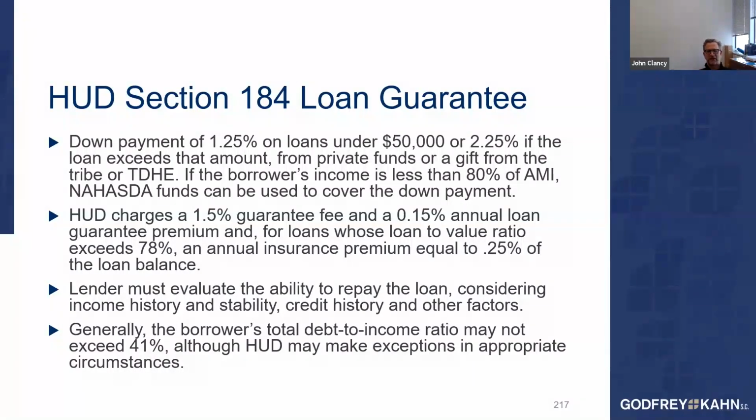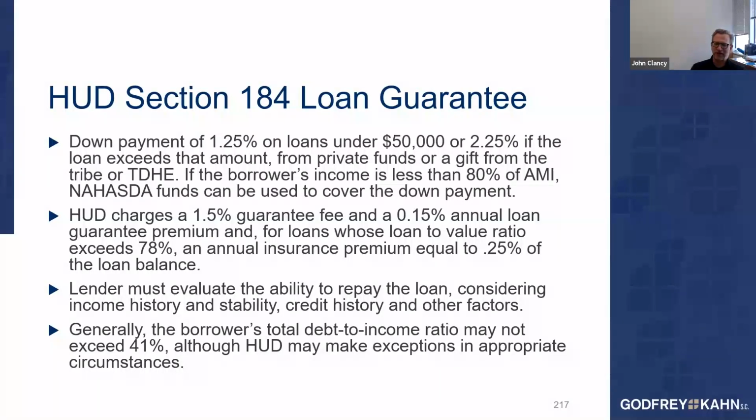And then the lender, because HUD is guaranteeing the loan, they want to make sure the lender's done a really thorough job to make sure that the borrower, especially if it's an individual member, has the ability to repay the loan. So there's not going to be a default, because if there's a default, then HUD, as the guarantor, has to pay back the bank, basically. So they require the lender do a thorough evaluation of the ability of the borrower to repay the loan, and to take into account, therefore, the income history of the borrower, the stability of that income history, the credit history of the borrower, and factors like that.